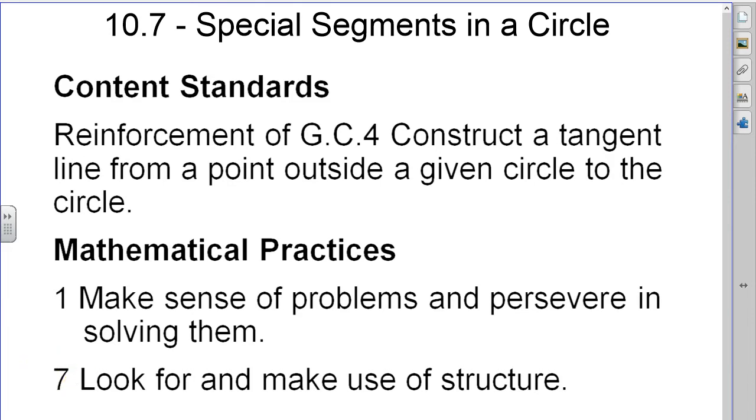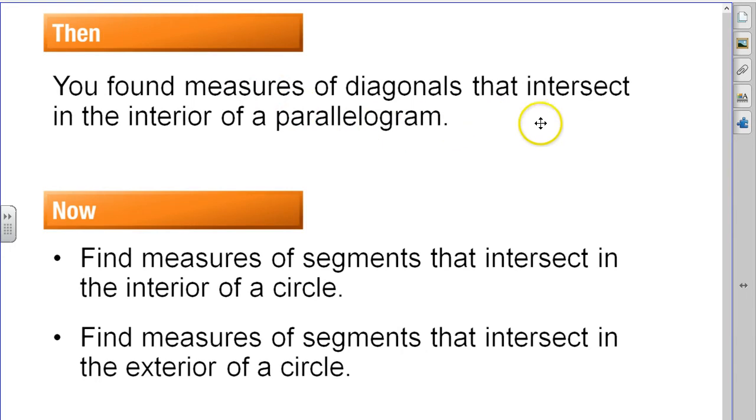What if two chords intersect that aren't diameters? What if a secant line and a tangent line intersect, and all that kind of stuff. So we're going to see a lot of stuff we've actually kind of messed with before, but in a little bit more complex manner. First, you found the measures of diagonals that intersect in the interior of a polygon, parallelogram. Now we're going to find measures of segments that intersect in the interior of a circle, and measures of segments that intersect in the exterior of a circle.